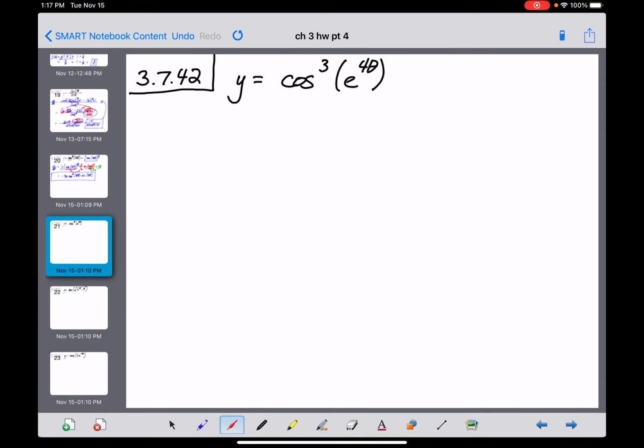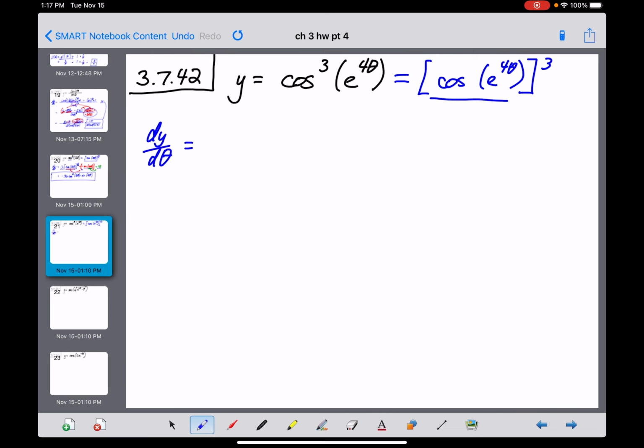Number 42 wants us taking the derivative of y is equal to cosine cubed, and then we've got e to the 4th theta power. So they're kind of stealing an idea from section 3.9 here, but I think we're going to be okay with it. Once again, just like I did at number 36, I'd probably rewrite this as cosine of the angle in question, which is e to the 4th theta power, and then we're going to take all of that to the 3rd power. So taking the derivative of y with respect to theta, here we go.